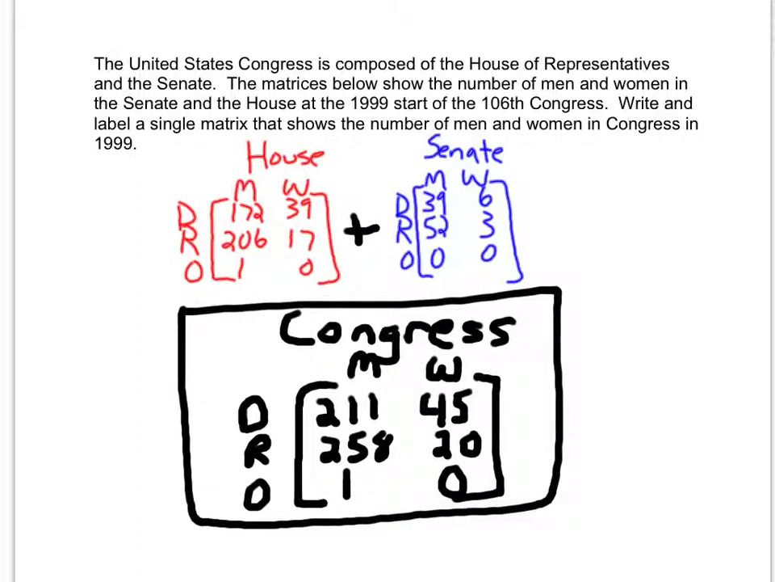Okay, so again, you can see how nice and easy this is to read. If I want to know the breakdown of Congress, I know that there were 211 male Democrats in Congress, and 258 male Republicans, and one other, and then there were 45 Democratic women and 20 Republican women. Alright, so that's adding and subtracting matrices for you. Let's go get to work.